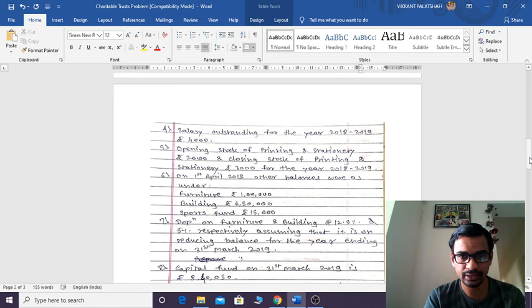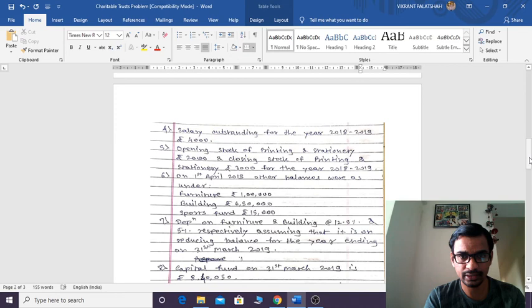Then next one, depreciation on furniture and building at the rate of 12.5% and 5% respectively, assuming that it is on reducing balance for the year ending March 2019. Now this depreciation adjustment we have to make. There are two effects of that. The first effect is under the income and expenditure account, and the second effect is under the asset side of the balance sheet. From the furniture we have to deduct depreciation, and from the building we have to deduct the depreciation.